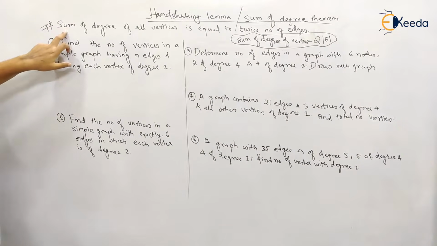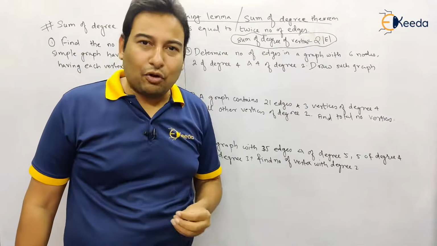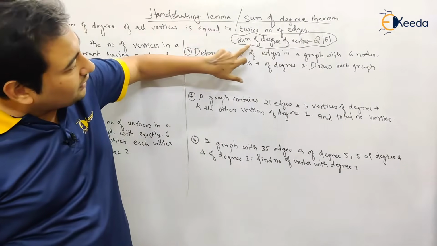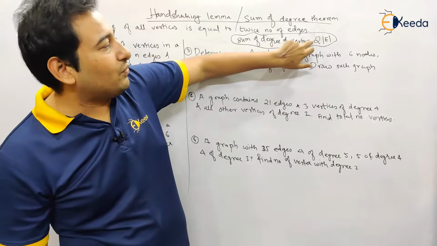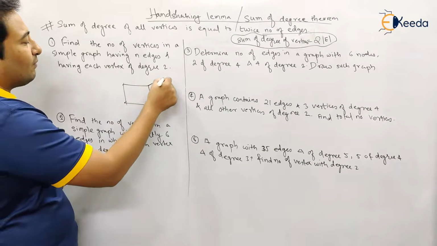Let us read the theorem first. Sum of degree of all the vertices is equal to twice the number of edges. This is the theorem. Sum of degree of all the vertices is equal to twice the number of edges. Now let us take an example to understand it. Suppose this is the graph.